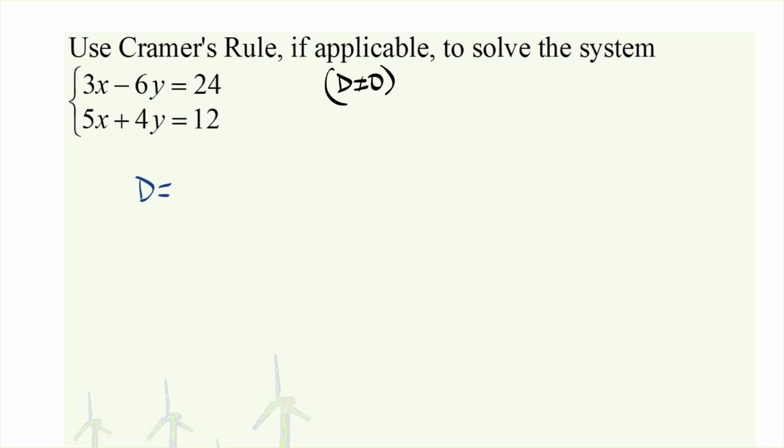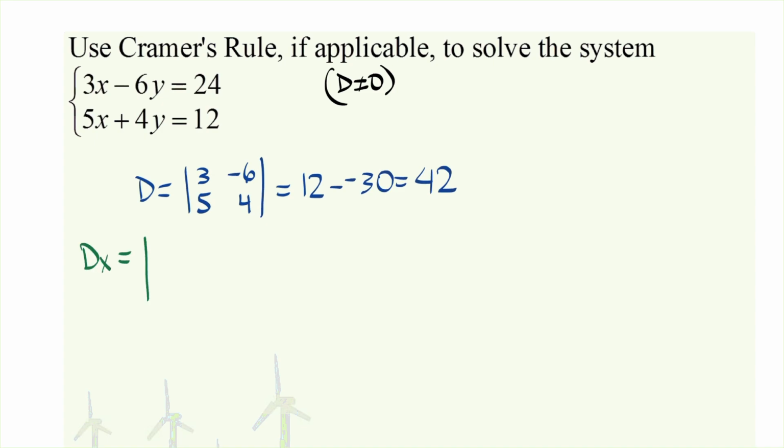We do that by finding the determinant of the matrix that is built by taking off the coefficients of x and then the coefficients of y. So let's calculate that. We get 12 minus negative 30, so that means D is 42. dx is generated by replacing the x coefficients with our constant terms, with our 24, 12, and then just filling in the rest of the matrix.